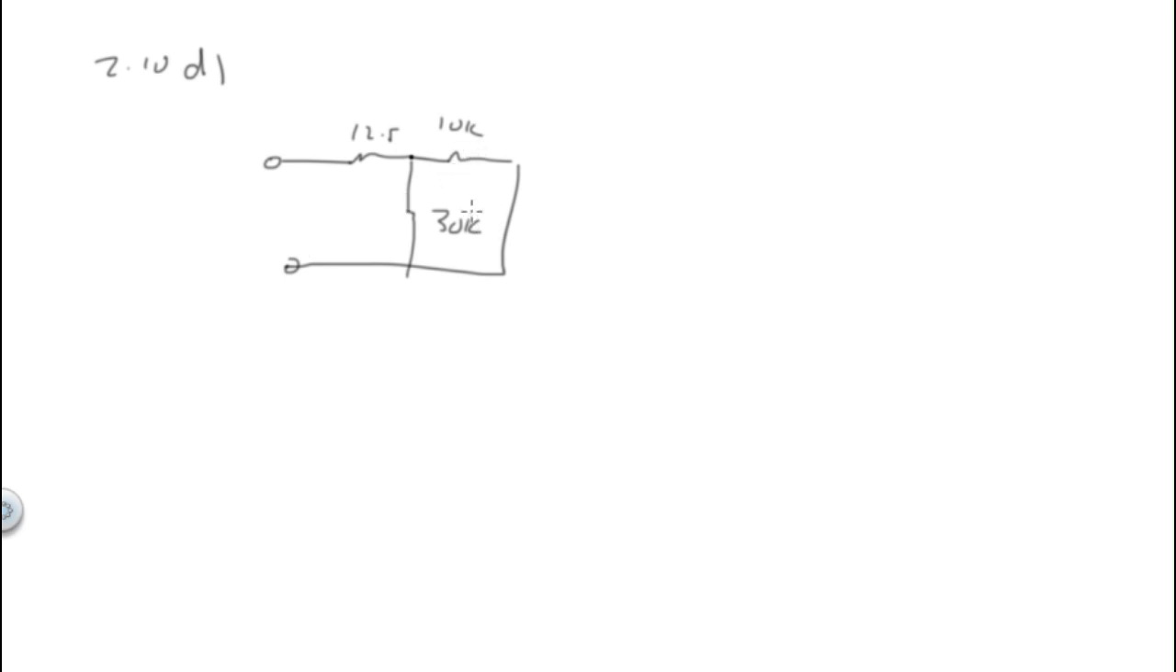And 2.10 D. So I start as if I were starting from the left instead of the right. I've got 12.5K, and I come down. I go across 10K and down 30K, and then I bring them back together. So these combine to a 7.5K. And then I get 12.5K plus 7.5K, so I have one resistor with 10 volts of what? 20K, right?